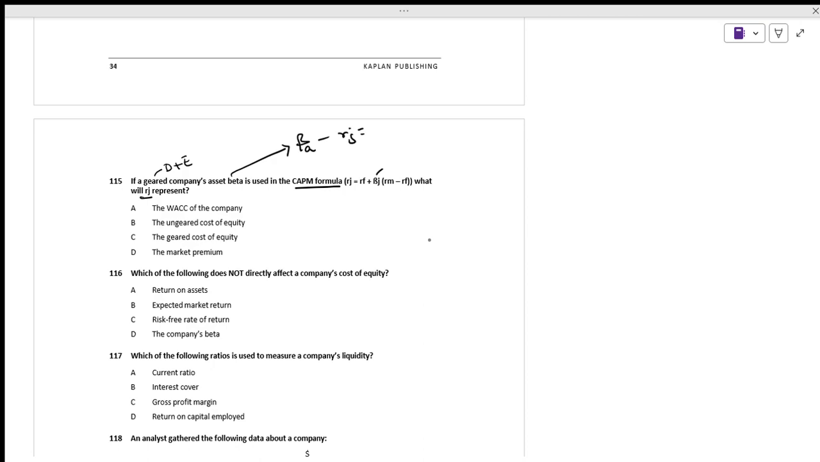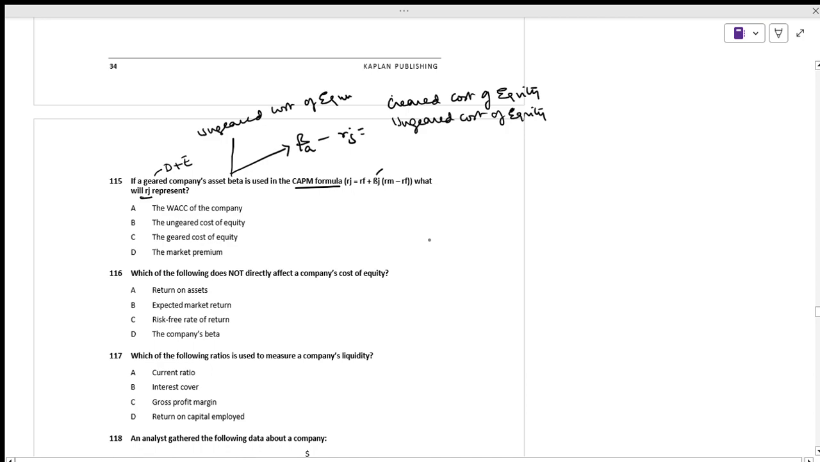See what happens. There are two things: one is a geared cost of equity, and one is an ungeared cost of equity. When you are using asset beta, we are using an ungeared cost of equity. Whenever a geared company's asset beta is used in the CAPM formula, we wish to calculate the cost of equity with respect to the ungeared one.